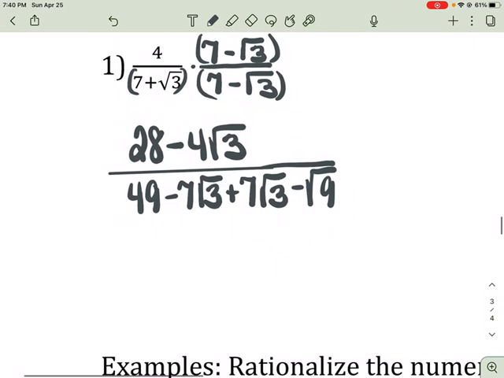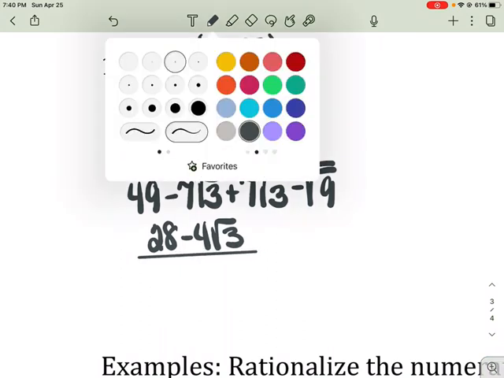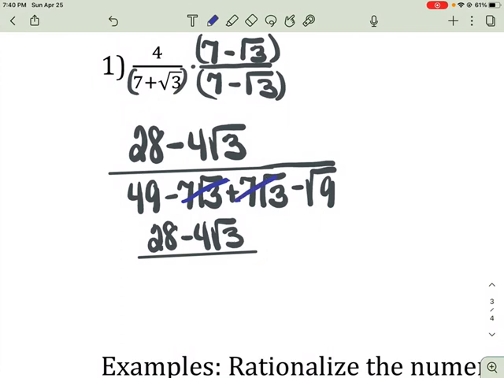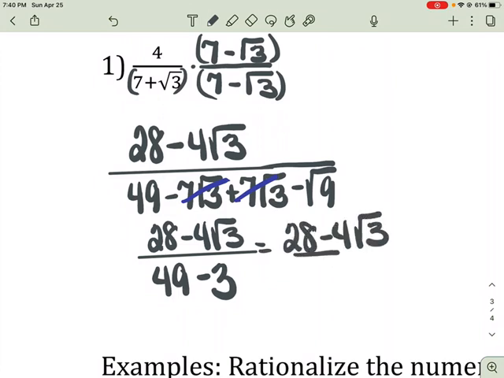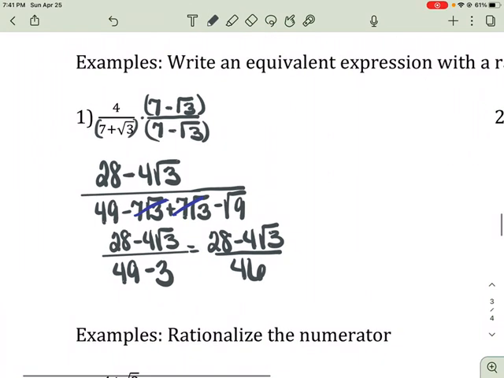So all I do is FOIL. Okay, so we can't do anything. 28 minus 4 square roots of 3. Can't add them. They don't have the same radicals. Okay, these guys in the middle are going to cancel each other out. They better be exactly the same. If they're not, you're wrong. Okay, and this becomes 49 minus 3. Let's take it to the next level. 28 minus 4 square roots of 3 all over 46. Are we good? Okay, awesome.